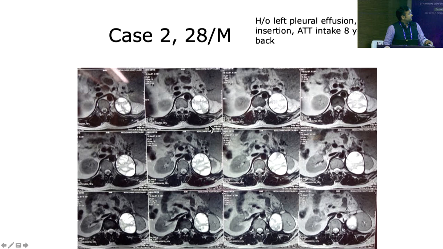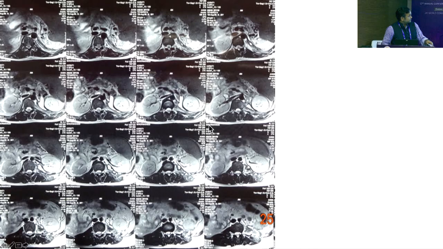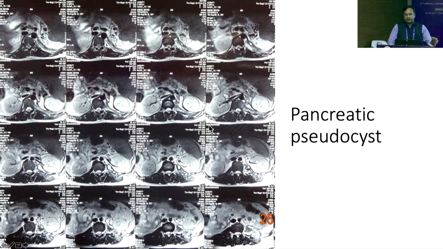He was diagnosed as a psoas abscess, but this is the diagnosis written by the radiologist there. And we discussed with our radiologist, and he could show us that the tail was tracking up to the tail of the pancreas. So it was a case of pancreatic pseudocyst.